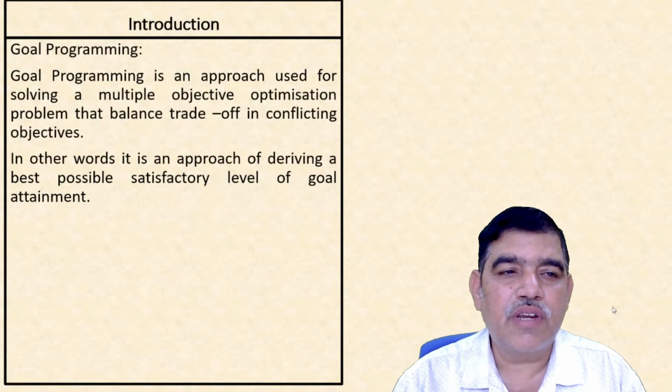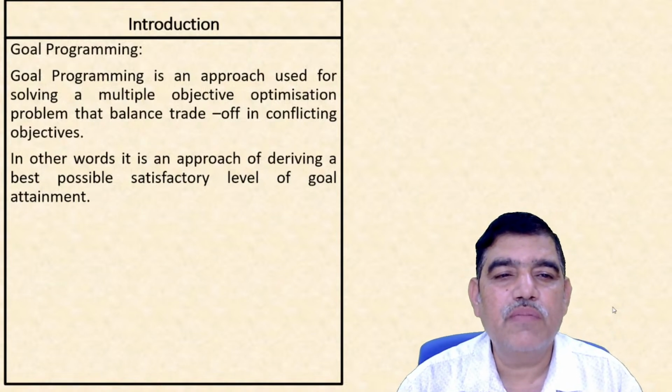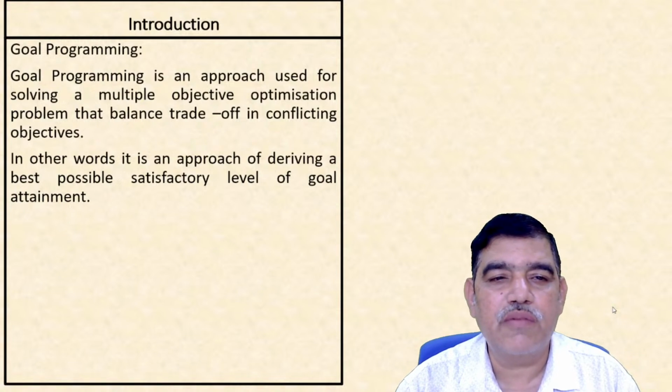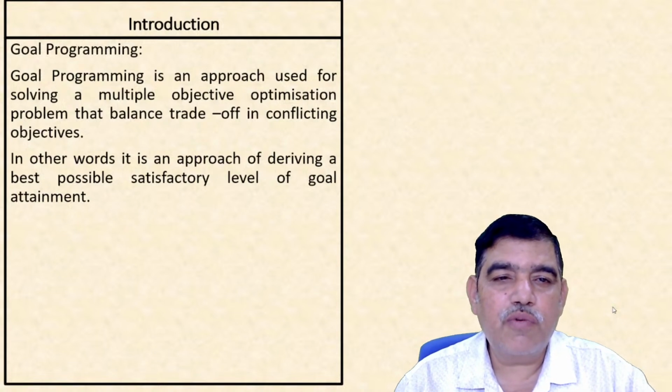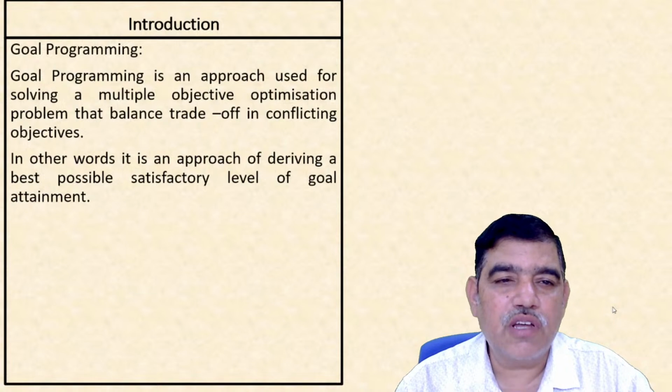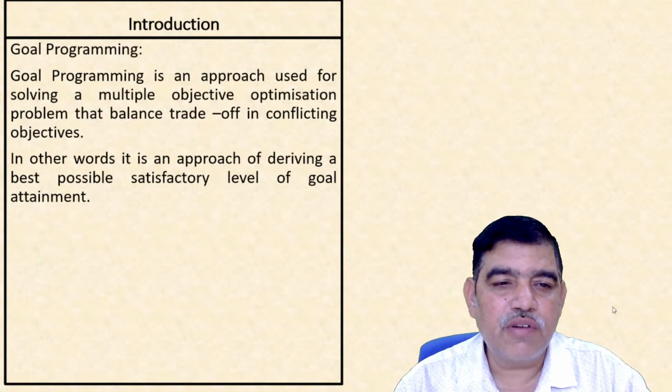The definition of goal programming is an approach used for solving multiple objective optimization problems that balance trade-offs in conflicting objectives. In general, it is an approach of deriving the best possible satisfactory level of goal attainment. So goal programming is the approach to solve multiple objective problems to find the best optimal solution to achieve the target or satisfactory level of goal attainment.